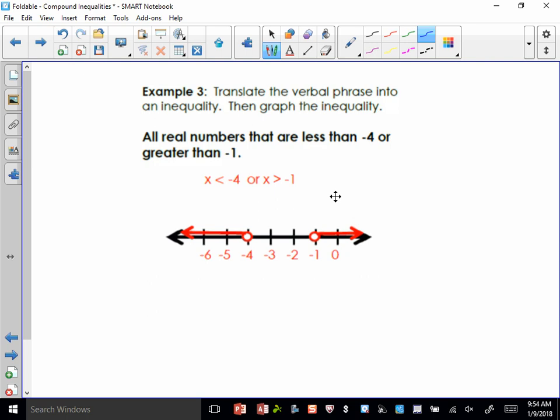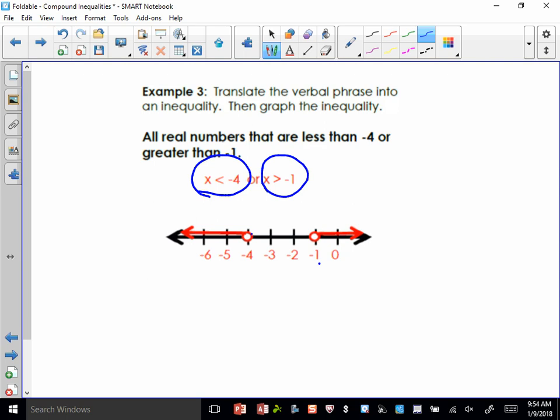Now notice that these are not joined together, like the and statement was joined together. These are going in opposite directions. The circles obviously are not filled in because there's no equal sign. So X is less than -4 would be an open circle on -4, and then shade it to the left, and X is greater than -1 will be open and shaded to the right.